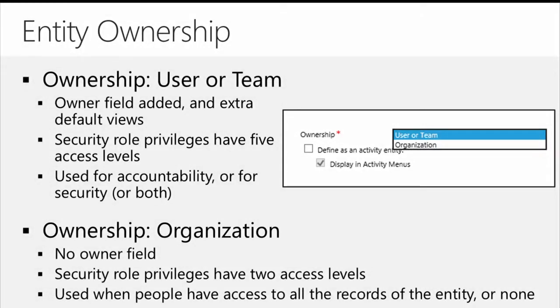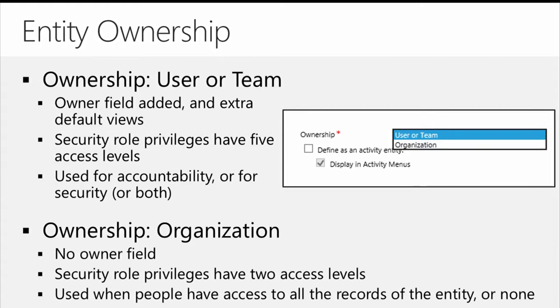When you create an entity, one of the first things you have to do is define the entity ownership. Entity ownership has to be set for any entity within the application, and once it's set, you can't change it. What you're going to find is most entities use what are called user or team-owned ownership. That would be things like accounts, contacts, opportunities. Basically what you're saying when you define it as a user or team-owned entity is that there's going to be somebody or a group of people inside your organization that are going to be responsible for this record.